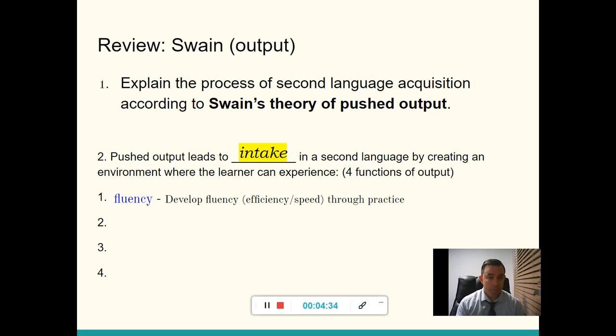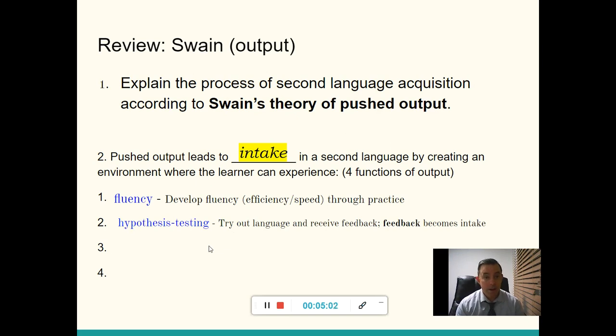So again, Krashen is not asking for that. Krashen is not saying we need to push output. Krashen says that your output is going to come kind of naturally. Swain says they need a little push, and that's how they're going to develop these 4 functions. One of them is fluency. And the next one, everyone's favorite, hypothesis testing.